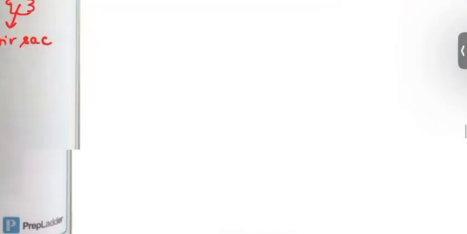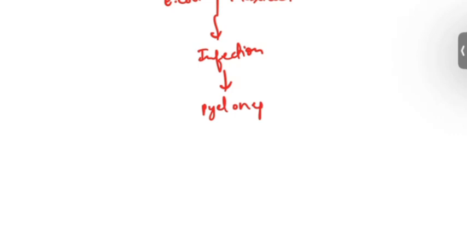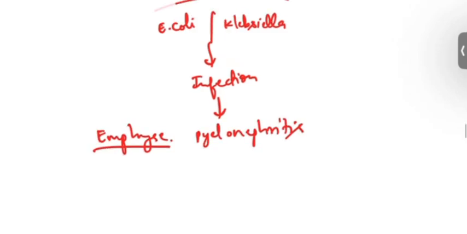So here what is happening? Because of E. coli or Klebsiella, there is infection of the kidney first. Infection in turn leads to pyelonephritis, that is inflammation of the kidney. Because of this pyelonephritis, there is accumulation of a ring of air around it, and hence it is named emphysematous pyelonephritis. So ultimately we will have to treat this E. coli.